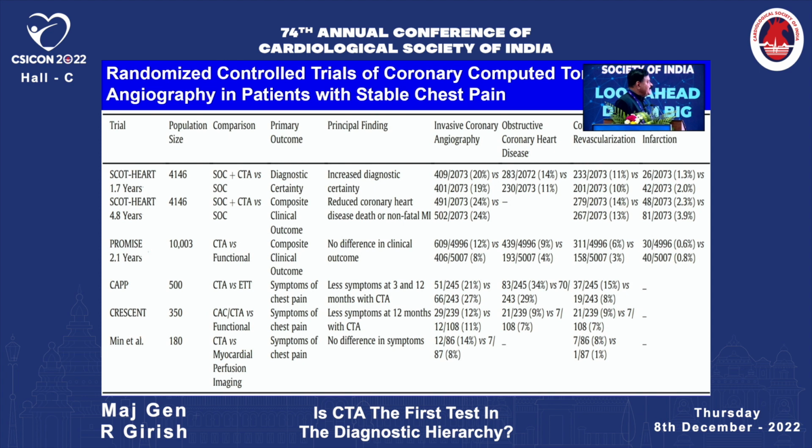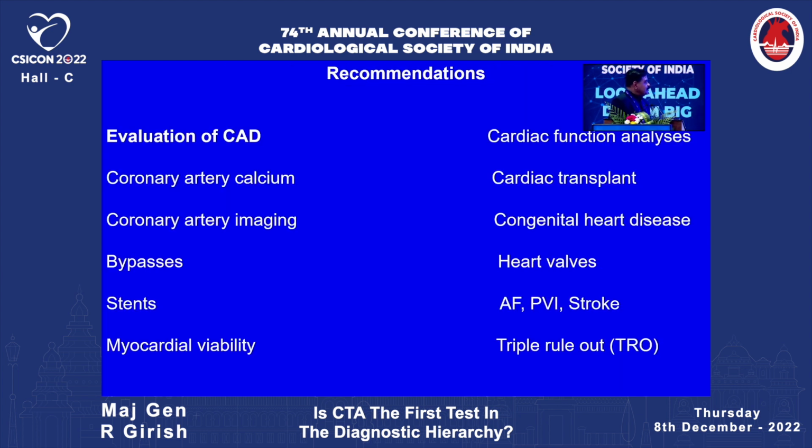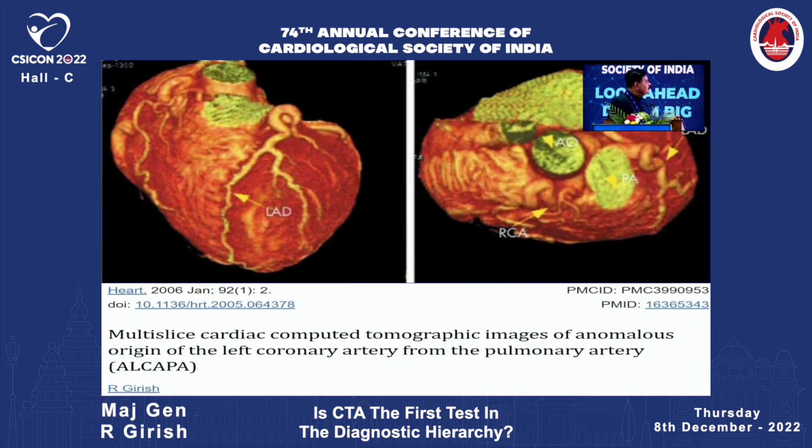These are various RCTs for CTA like SCOT-HEART, PROMISE, CAPP and CRESCENT. It was found to be cost effective and the radiation exposure was also less as compared to invasive coronary angiography. So these are the conditions where coronary CT angiography is recommended. The relative contraindications are high and irregular heart rates, high calcium, anxiety, obesity, pediatric patients, pregnancy, contrast allergy, chronic kidney disease, use of sildenafil. It is a very useful modality for diagnosis of congenital coronary anomalies.